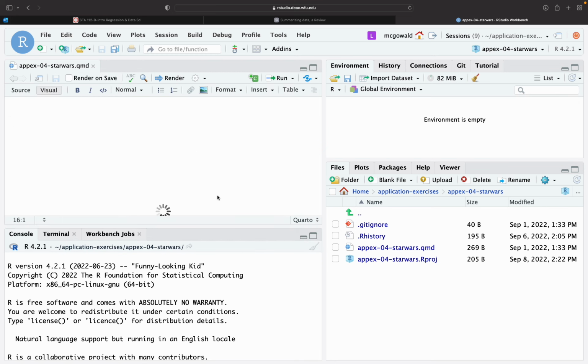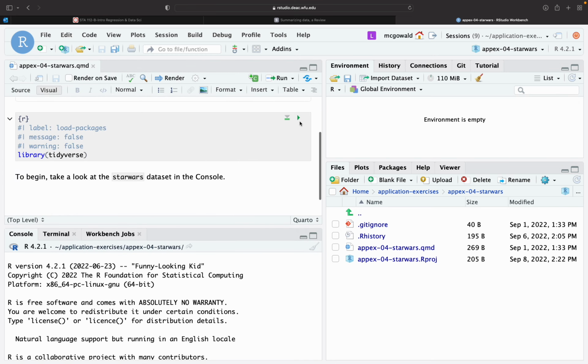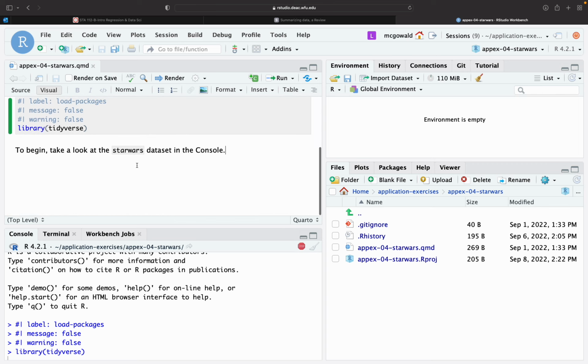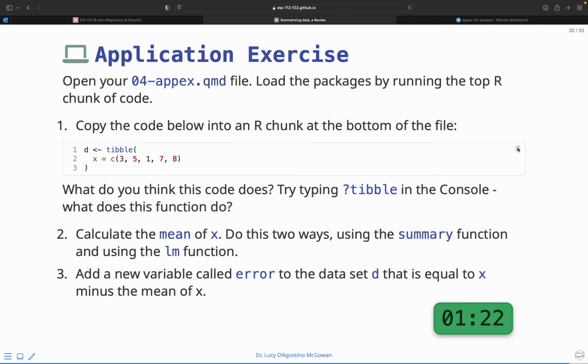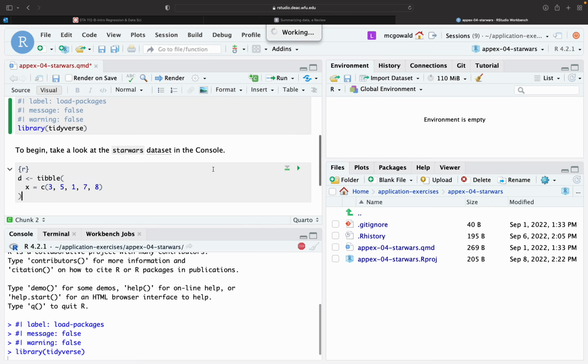I'm going to click this 04.qmd and load it. While that's loading, I'm going to start typing the next part. The first thing I wanted you to do is copy this code here. Can anyone tell me what this tibble function does? Yeah, it constructs a data frame. Exactly, it constructs a data frame.